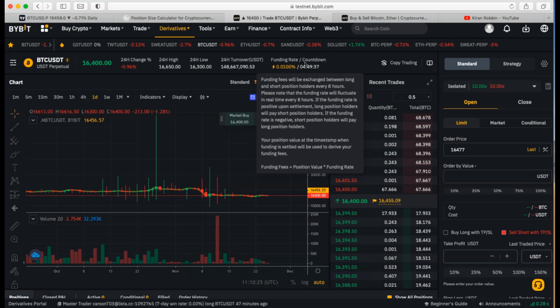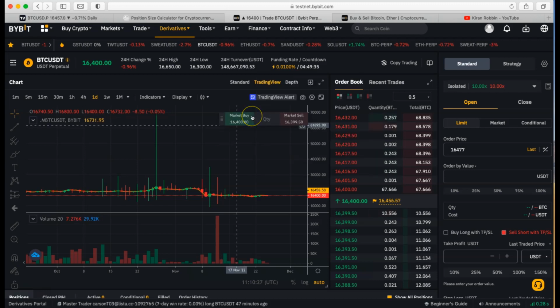And this updates every 8 hours. And in this case, it's positive now. A positive funding rate means that speculators are bullish. So in other words, people who are opening long positions are paying a premium to people who are opening short positions. If the funding rate was negative, that means that speculators are bearish. So people who are opening short positions are paying a premium to people who are opening long positions.